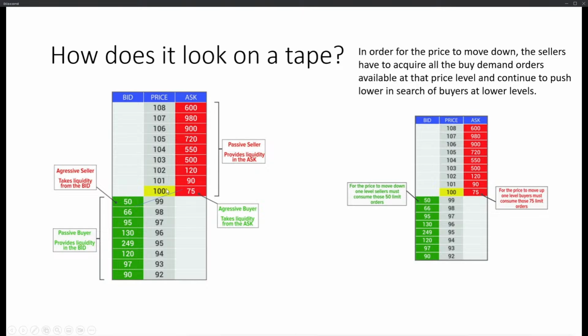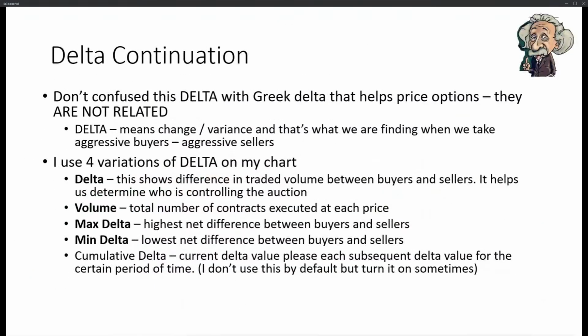Hey, I wasn't able to get the inventory out at 100. There was nobody willing to buy it higher or at my level. I have to get rid of it. Does that make sense? Yes. Can you explain that one more time?